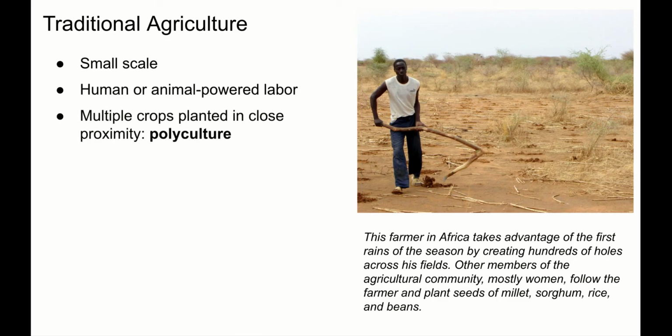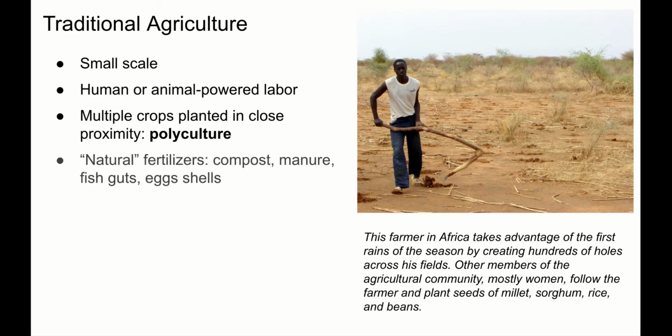Multiple crops are probably planted together in close proximity. This is something called polyculture, as in many plants being grown together. Polyculture is something that a lot of traditional agriculture farmers do by necessity. They need to grow multiple crops in order to have the variety in their diet. And so we see a bunch of different crops being planted in the same space.